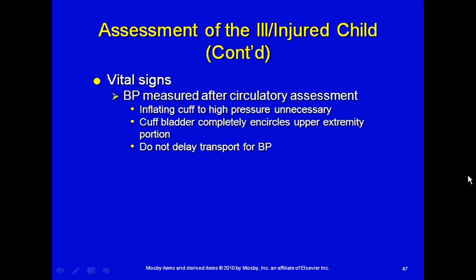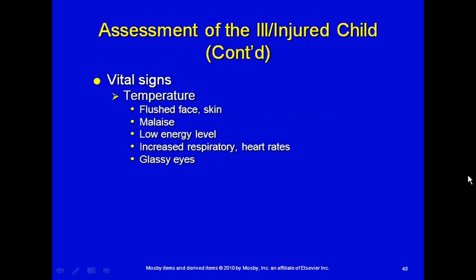If you're able to get a blood pressure, certainly the same rules about a blood pressure cuff apply to children as it does adults. It's got to completely encircle the upper extremity portion. It's got to cover 2/3 of the forearm. But if you're going to struggle getting a blood pressure, use that difference between central and peripheral pulses to know whether or not they're doing okay. Obtain a temperature if you can, either by touching their skin or by an actual thermometer.